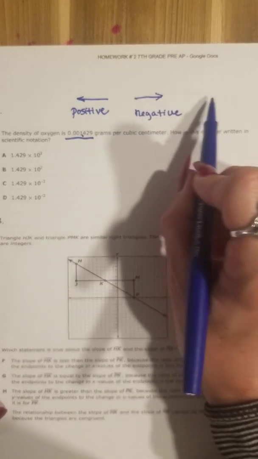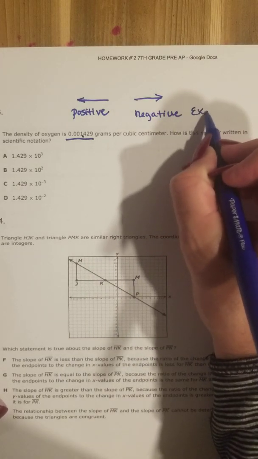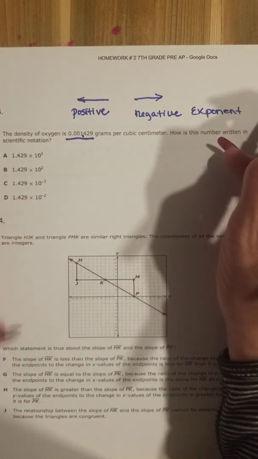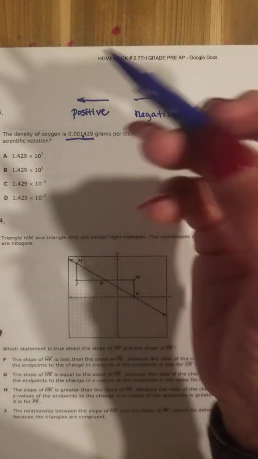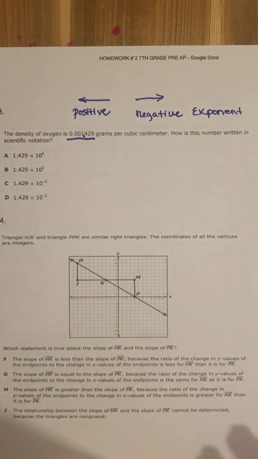If you're moving to the right, you have a negative exponent. If you move to the left, you're going to have a positive exponent, okay? So we're moving to the right. How many times? That's pretty simple.